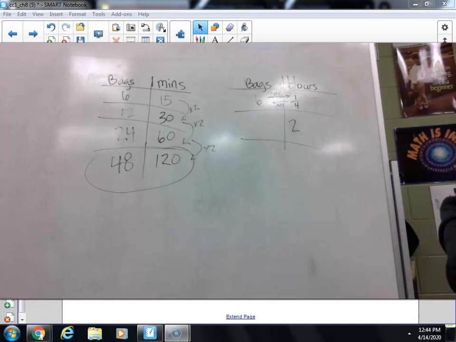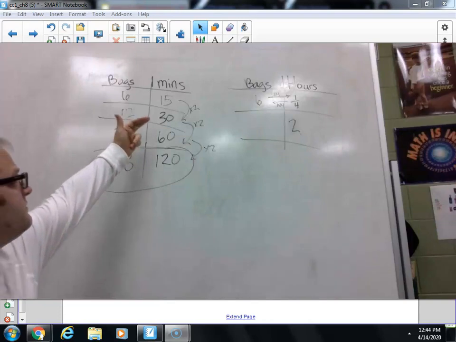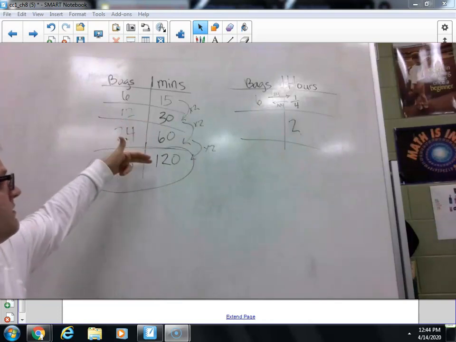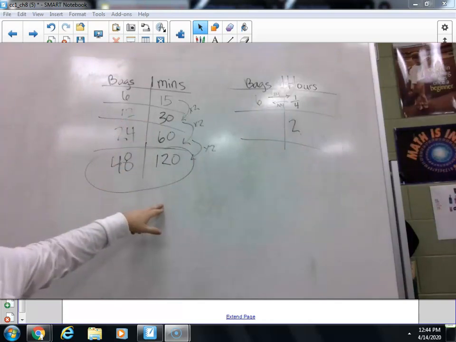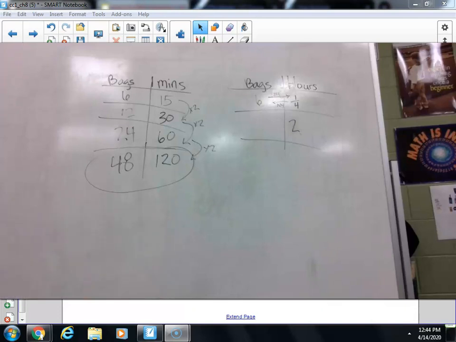Now, if you didn't understand the multiplying by 2, you could have continued to go by intervals of 15. You could have done 45 minutes and then 60 and then 75 minutes until you got to 120 minutes. Okay? So letter A, we were able to find out that in 2 hours, 120 minutes, we could fill 48 bags. So letter B then says, how many bags can Fred fill in 5/6 of an hour?